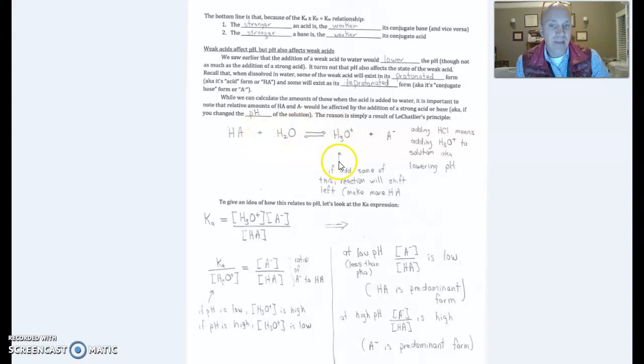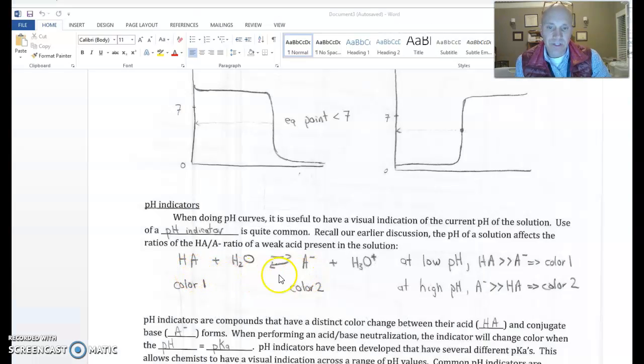So at high pHs, you would expect to have lots of the HA form. At low pHs, you would expect to have the A- form, and we discussed this in the video a few videos back. So that's the same situation you're going to have with a pH indicator. It's just a special type of weak acid. And all you're going to do is add a tiny amount, just a smidge, to your reaction.